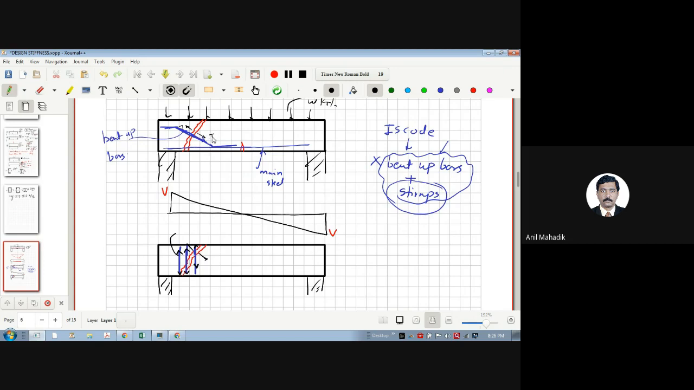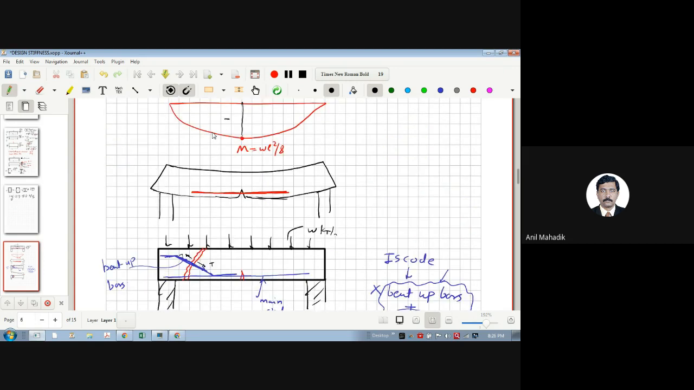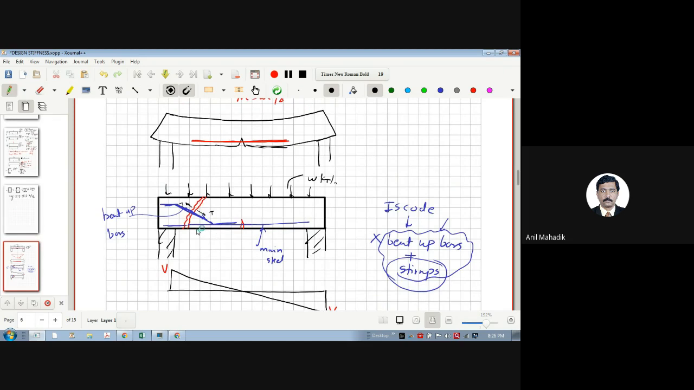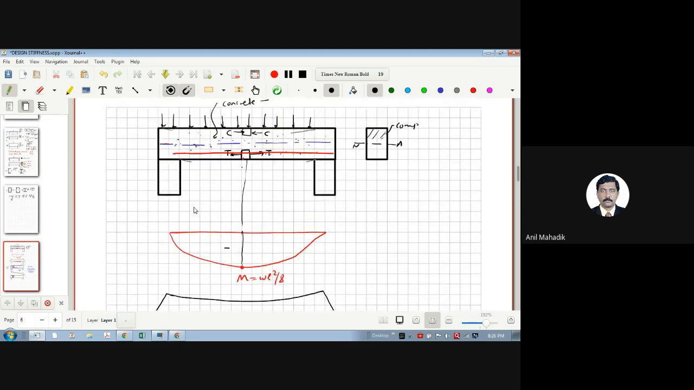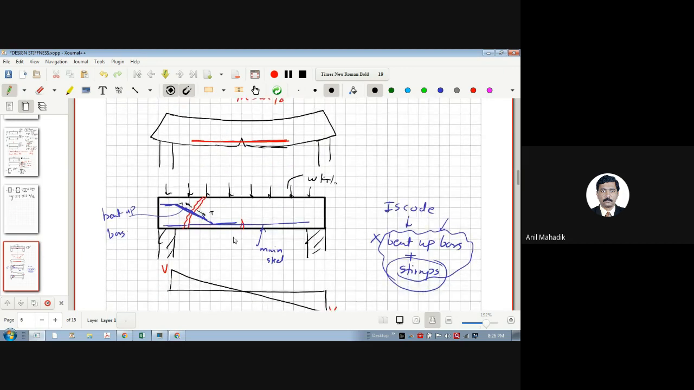So the tension may be due to bending, the tension may be due to shear, or tension may be due to any reason, shrinkage or whatever. In concrete, there are a lot of reasons for tension. It may be shear force, it may be torsion, it may be bending moment, it may be shrinkage, whatever. There are a lot of reasons by which the concrete cracks. But these are the two main components regarding the RCC part: bending moment and shear force.